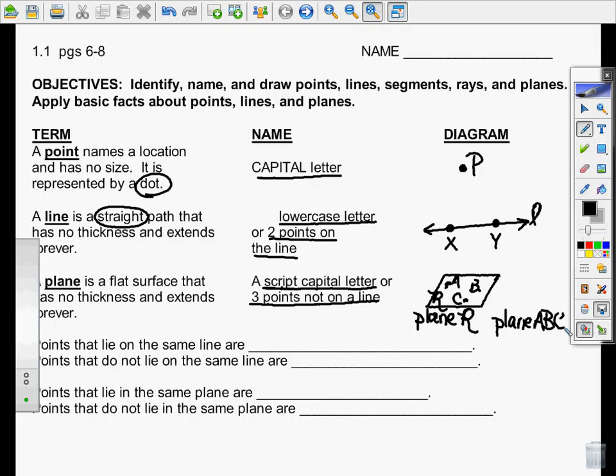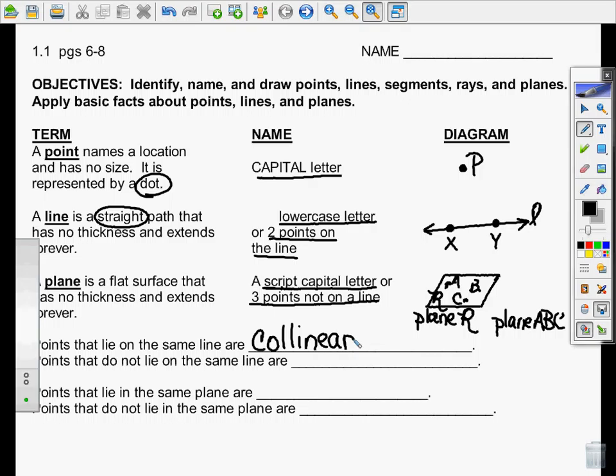So let's keep moving down. Points that lie on the same line, we call this collinear. We're going to use 2 L's, okay? Collinear, that's what it is. And on the line that I drew, we would say that line X and Y are collinear, okay?